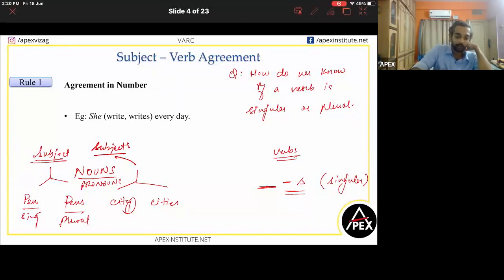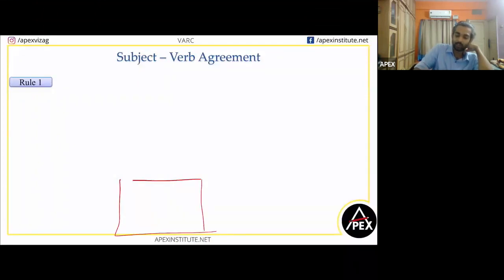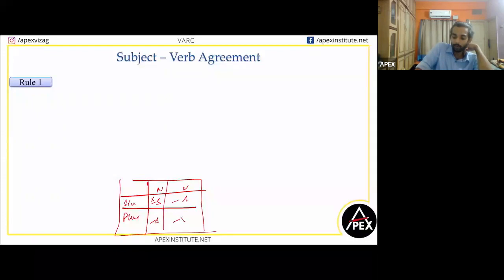So you guys can maybe take a small table as such, wherein we have singular and plural, nouns and verbs. Singular nouns do not have an S. Singular verbs do have an S. Plural nouns have an S. Plural verbs usually don't have an S. So you can take a small distinction like this.